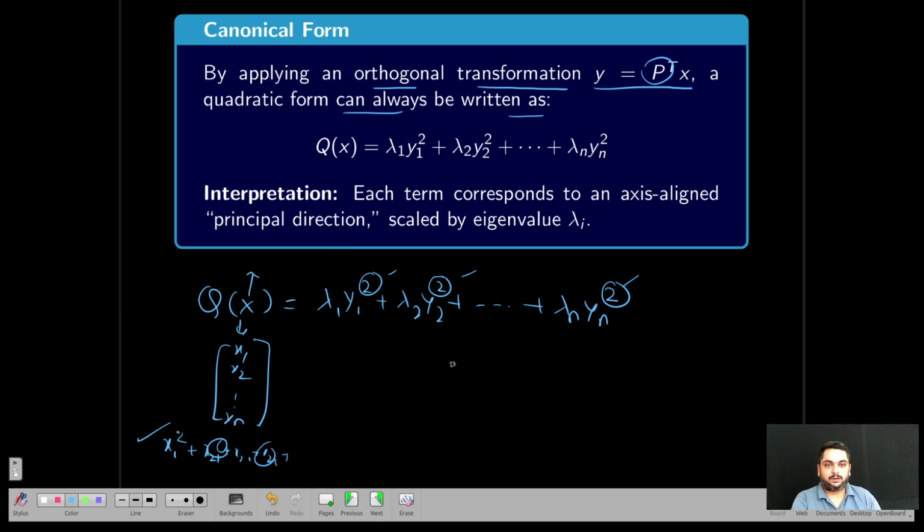How do you get the canonical form? You take the matrix, check if it is diagonalizable, and then find the eigenvectors for that matrix A, so that it becomes a diagonal matrix. And then substitute y equal to P transpose x, where P is an orthogonal matrix.